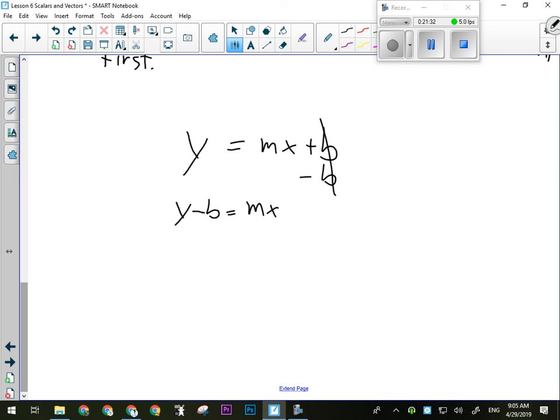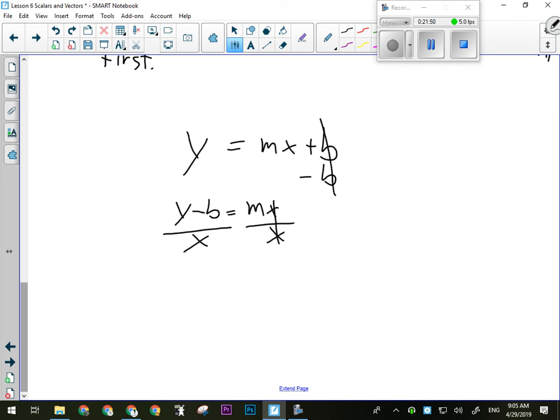Now I want to get m by itself. m is being multiplied by x. So to move x, I need to divide by x, right? I'm performing the opposite operation. The opposite of multiply is divide.